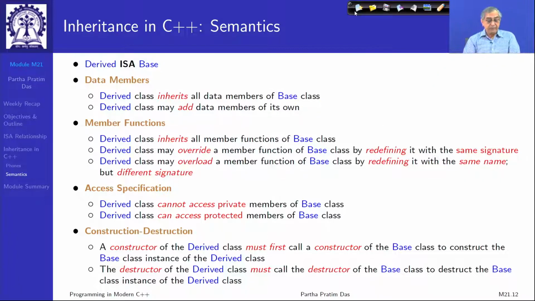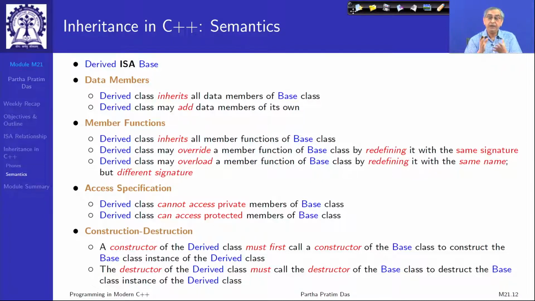There are access specification restrictions. The derived class cannot access the private data members of the base class, as no one else can, but we will introduce something called a protected access specifier, the third type beyond public and private, which will give selective access for the derived class to the members of the base class. We will see that.